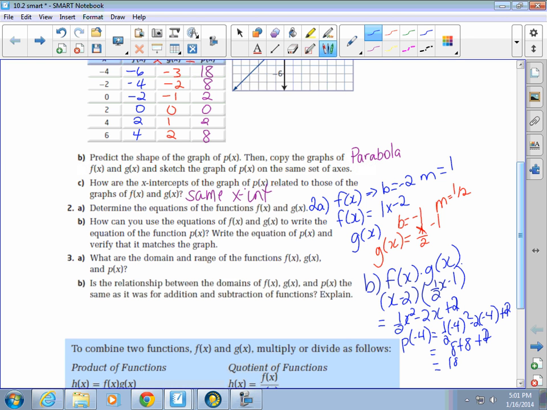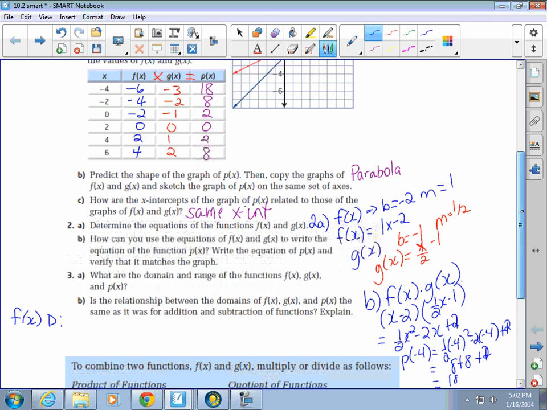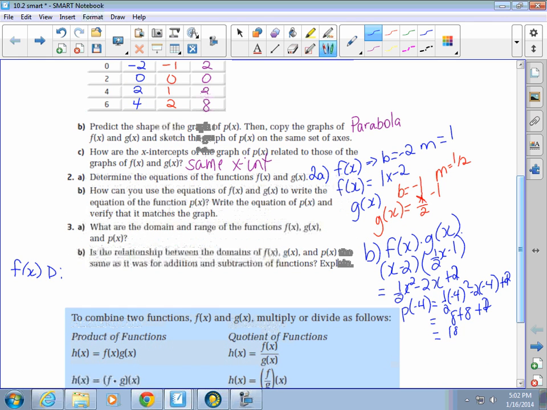Number 3. A, what are the domain and range of the functions f of x, g of x, and p of x? So my domain for f of x: I could have used any possible real number that I wanted to, right? If I do my number line, I could use anything in either direction. I'd end up with some fractions, but that's okay.